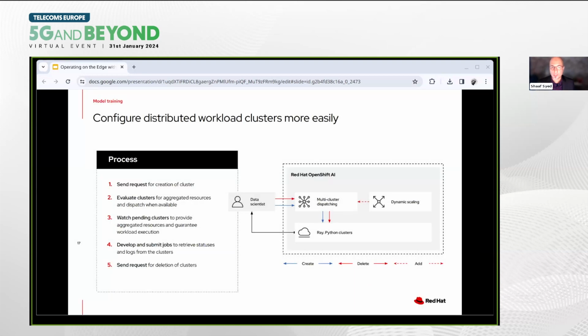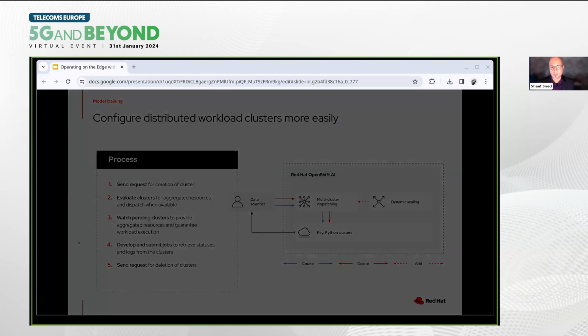A simple process would look like configuring the distributed workload clusters in a more simplified manner for data scientists. You're able to create those requests, you're able to aggregate the resources together, and then you're able to dynamically scale them as well, to be able to submit the jobs and send requests to the system, whether you're creating, deleting, adding into your model, etc.